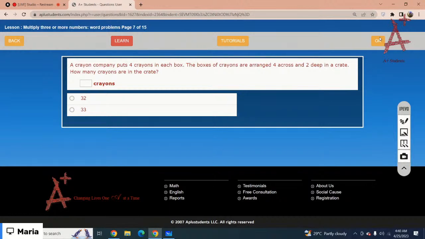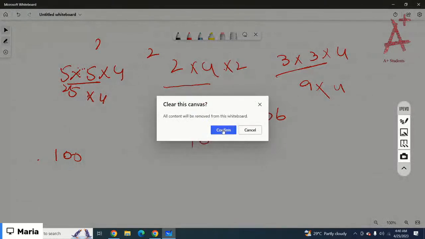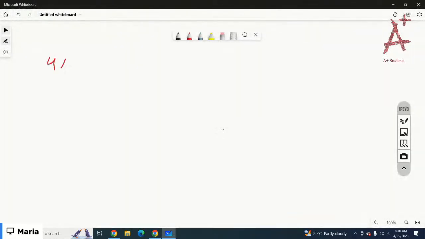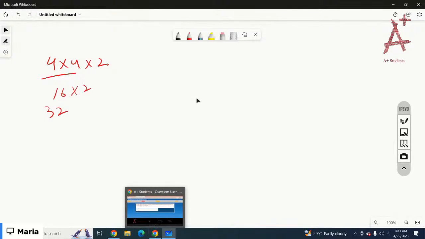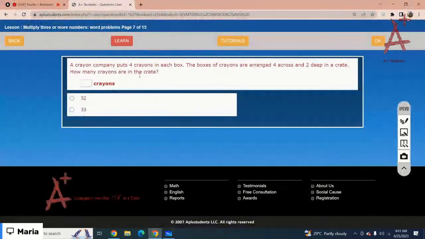It would be 4 times 4 times 2. So you have to do 4 times 4 times 2. 4 times 4 makes 16, and 16 times 2 makes 32 gluons. The total gluons are 32. So the correct option is 32.